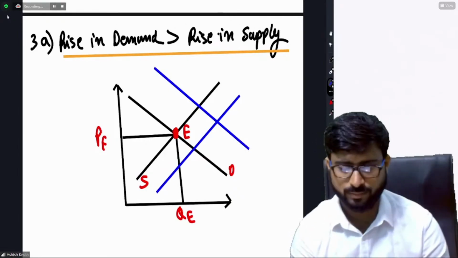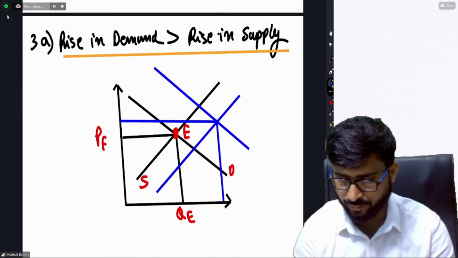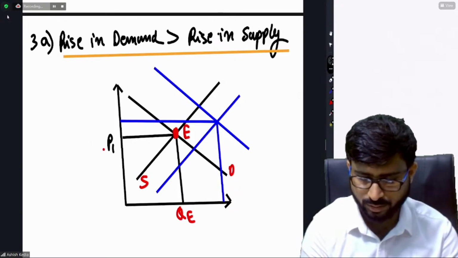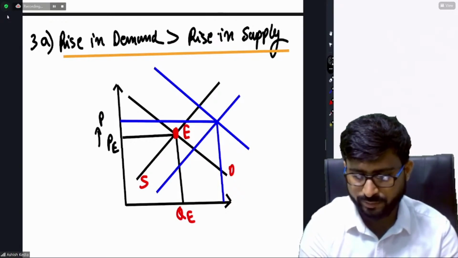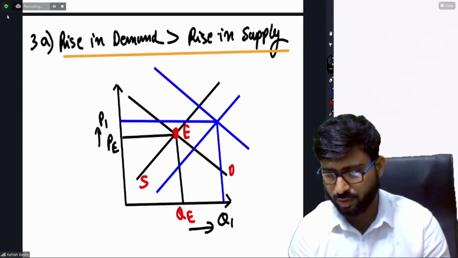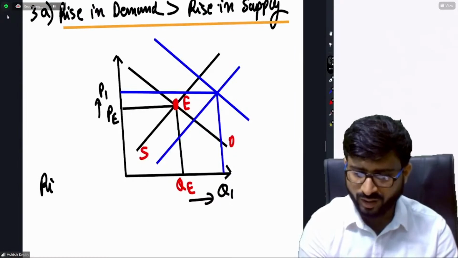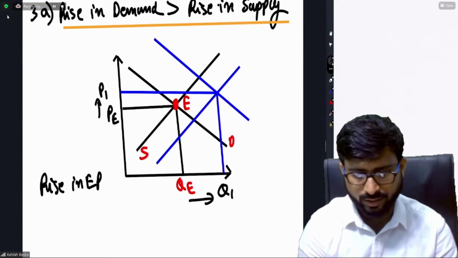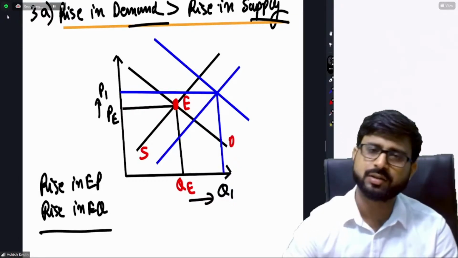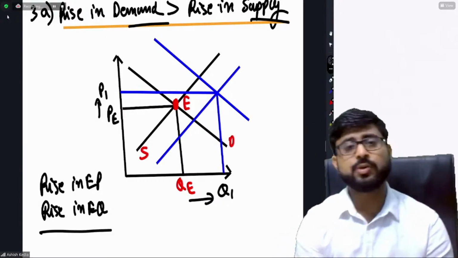So now what is happening here? If you see here, equilibrium price is rising as well as equilibrium quantity is rising. So there is both rise in equilibrium price and rise in equilibrium quantity. Arey Baba, don't ask me about quantity, because demand as well as supply is rising. So how can quantity fall? Obviously. But equilibrium price we can discuss.